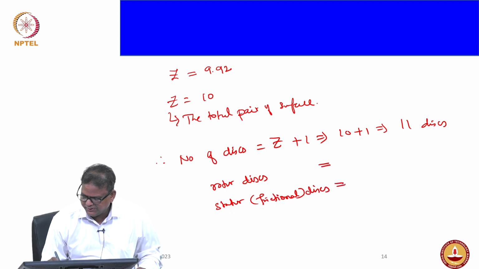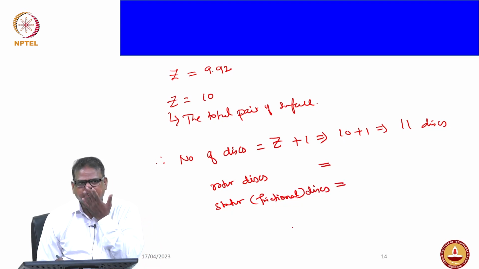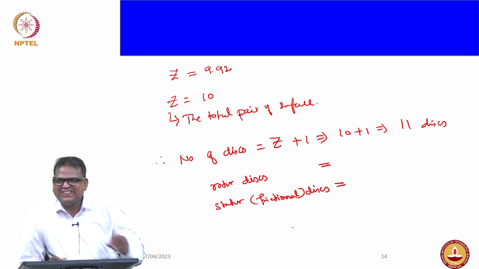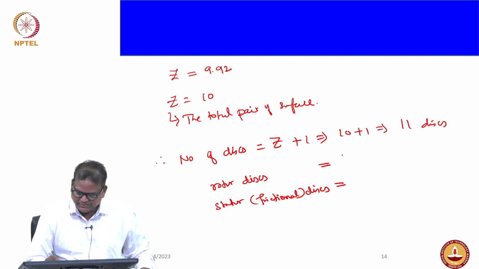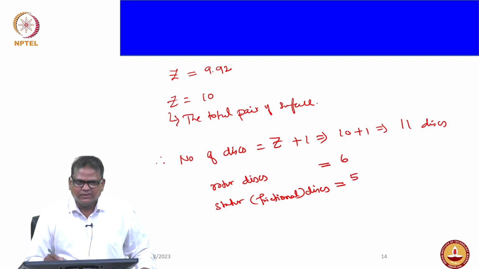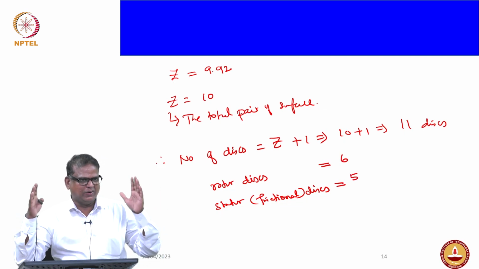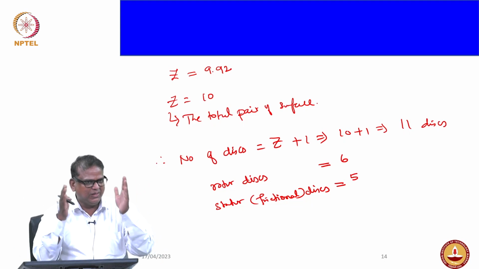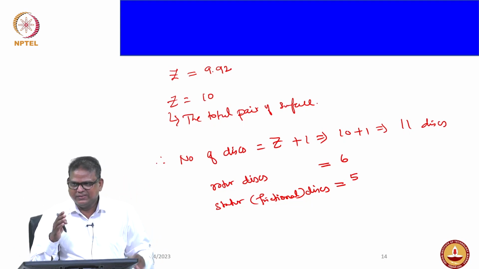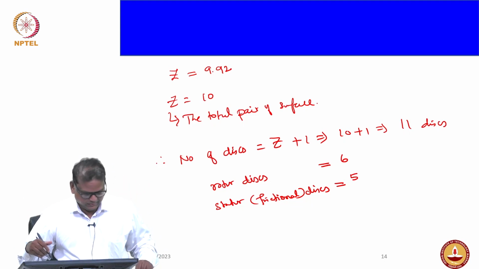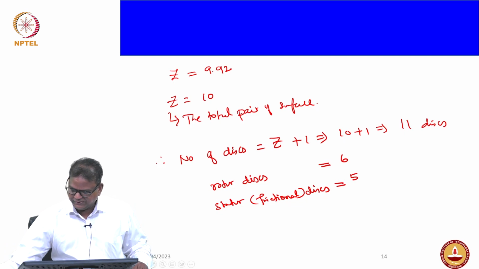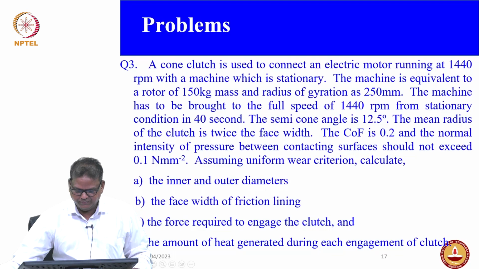How many do you expect here? 6 plus 5, that is it. Always rotor, they have to be outside, then you will have things. Yeah, that is the thing. I think this is for the multi-disk aspect. Now we'll go for another problem.